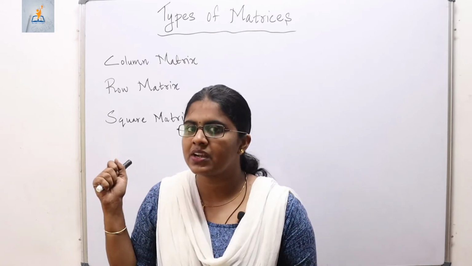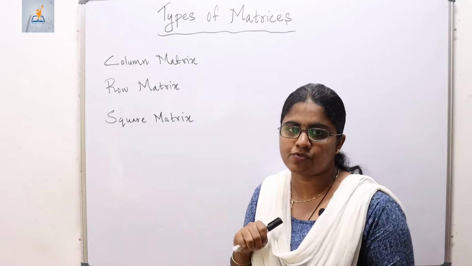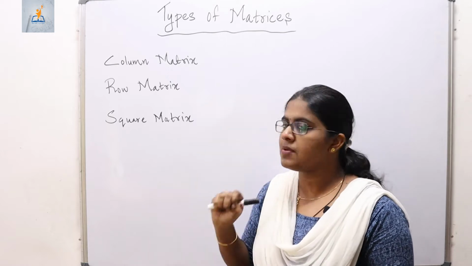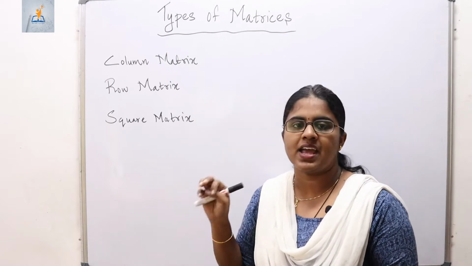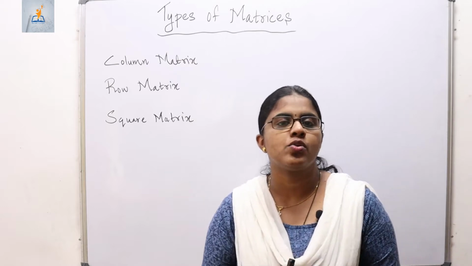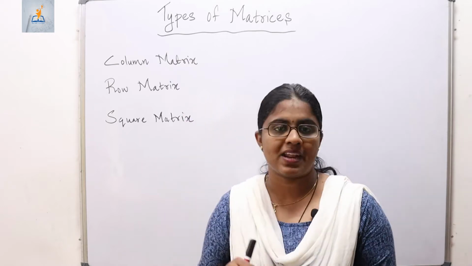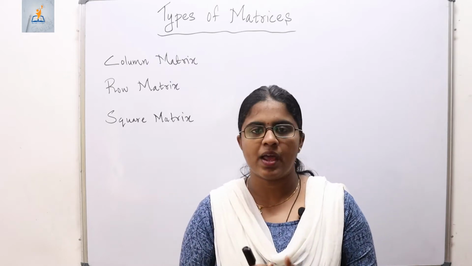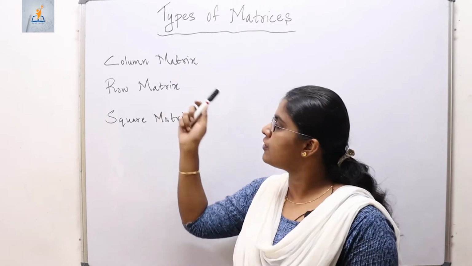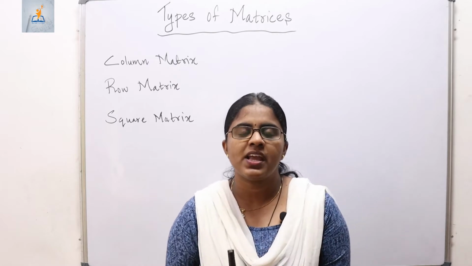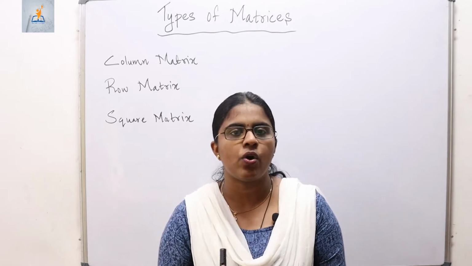So I have written on the board three types of matrices. They are column matrix, row matrix and square matrix. So we are going to discuss what is a column matrix, what is a row matrix and what is a square matrix. So coming on to the first one, what will be the definition for a column matrix?